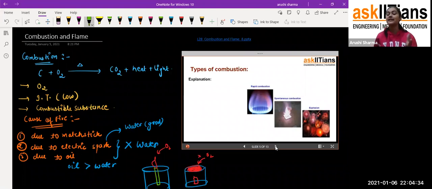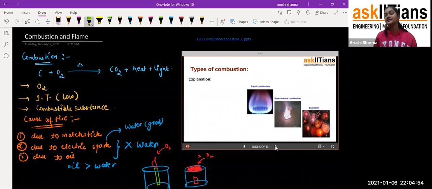For example, like the crackers you can see in the picture, on the festival of Diwali we used to burn crackers. We just have to give the fire, and they start exploding, they give spark, they give flame. That is explosion combustion. Okay, so these are the three types of combustion, and you can differentiate between these three.